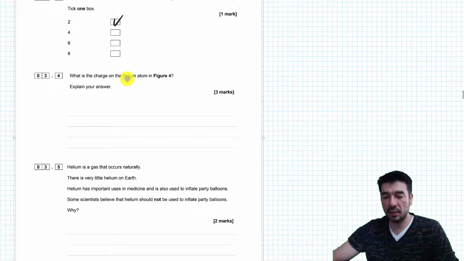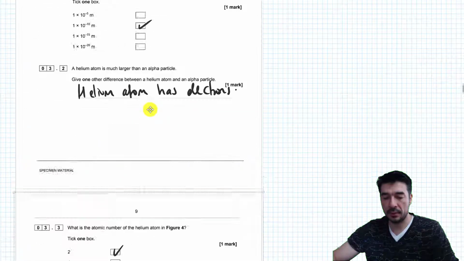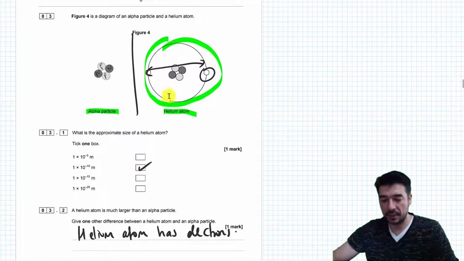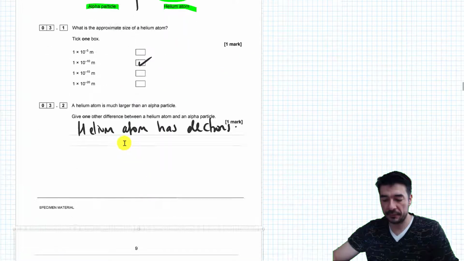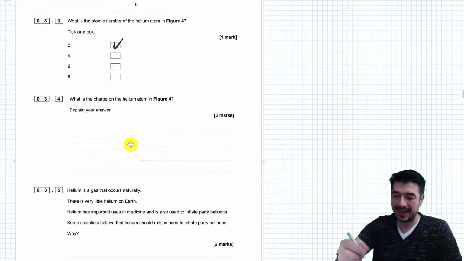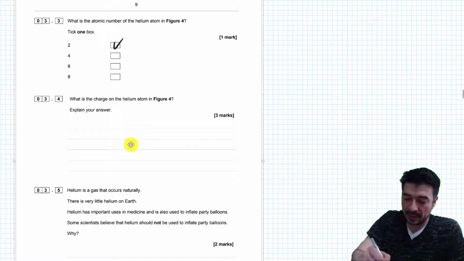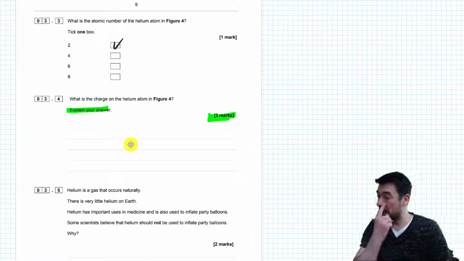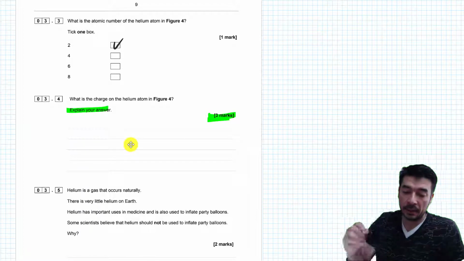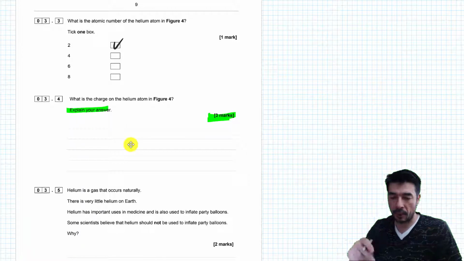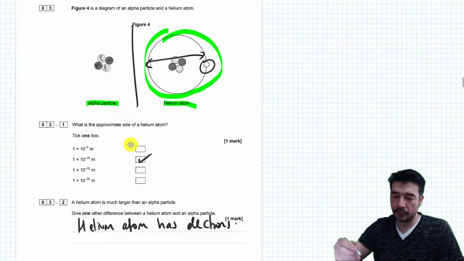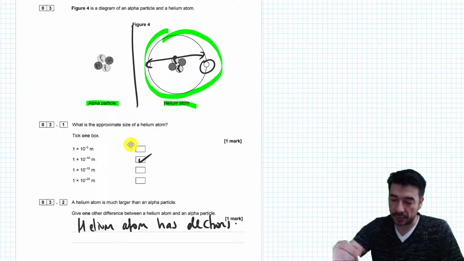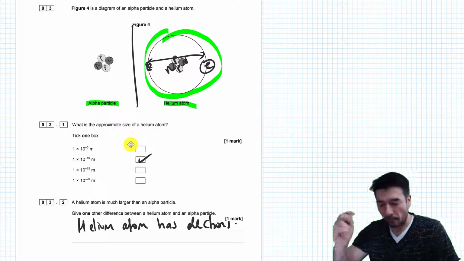What is the charge on the helium atom in figure 4? Explain your answer. What is the charge on the helium atom, this one, in figure 4? Right, let's go back to this bit. Explain your answer. 3 marks. You've got to say a fair bit then. So, let's have a little look. If these are protons, and these are electrons, and these are neutrons, right?